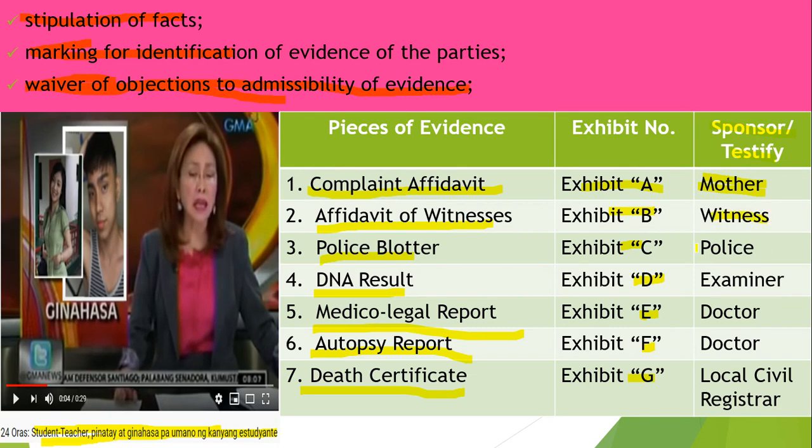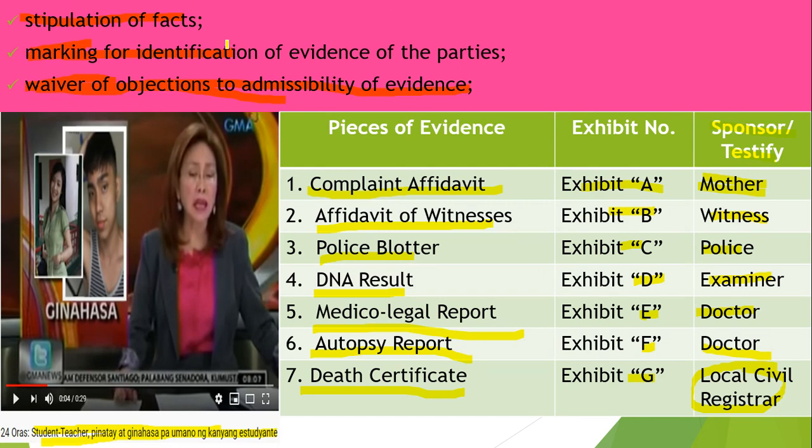Sa police blotter, yung police na gumawa ng blotter. Sa DNA result, yung examiner. Yung gumawa, nag-examine sa DNA. Medico-legal report, yung doktor na gumawa ng medico-legal examination. Sa autopsy report, yung doktor na gumawa ng autopsy. Sa death certificate, hindi pulis. No? Ang magcecertify ng death certificate is yung local civil registrar kasi sila yung nag-issue. Okay? Ngayon, so, meron nang markings, meron nang waiver, wala nang objection.